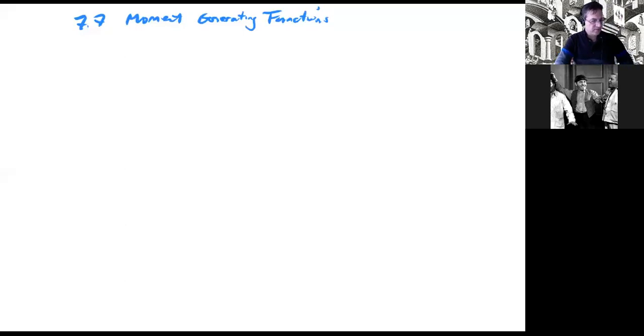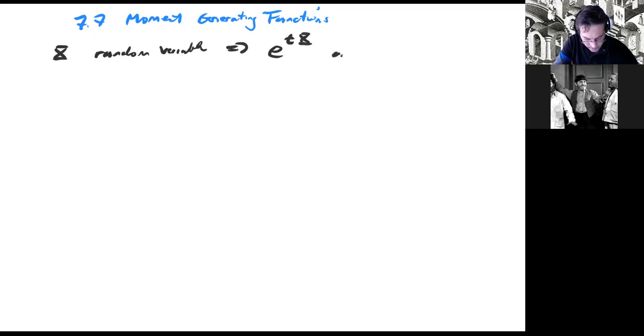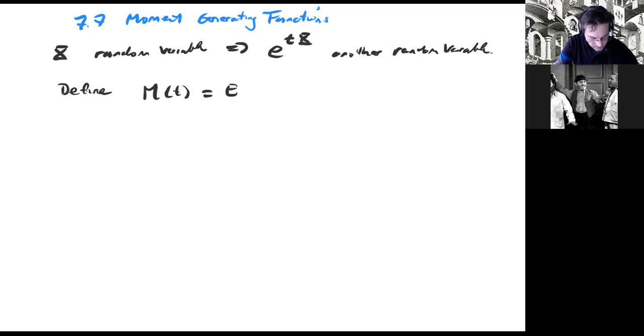So what is a moment generating function? Well, you have a random variable X. And for every number t, we can look at e to the power of tX. This is another random variable. So let's define the moment generating function M of t to be the expected value of this new random variable. This depends upon t. And let's remind you what it is.